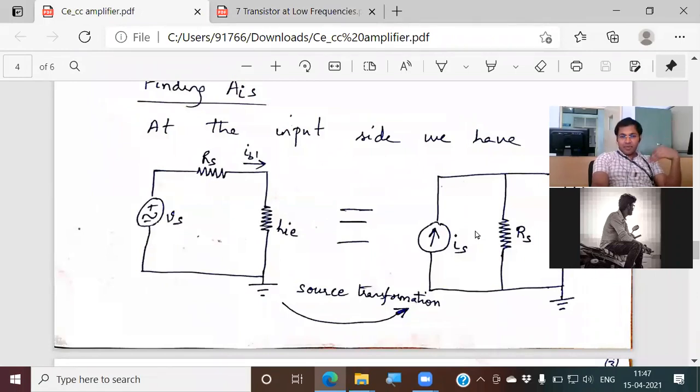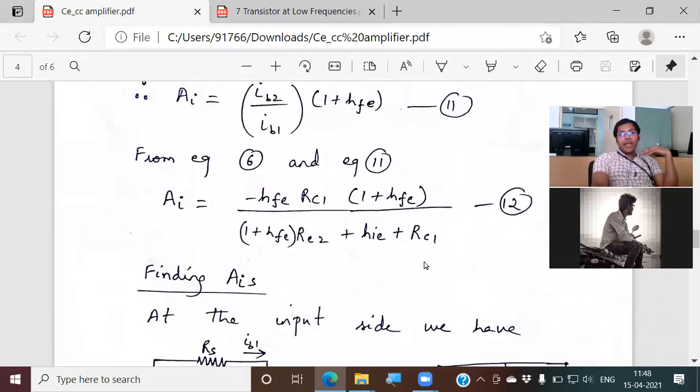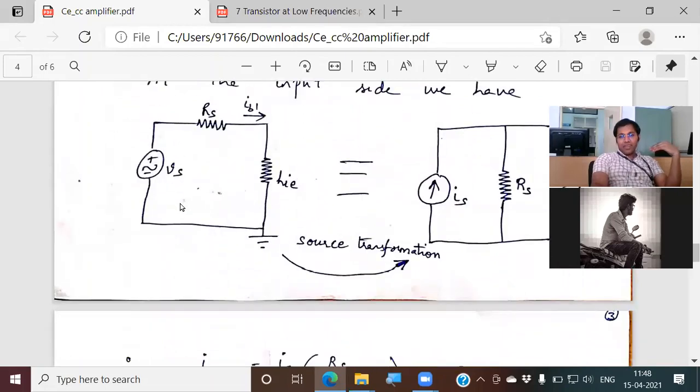In simple words, we are just doing source transformation. Vs and Rs I am replacing with Is in parallel with Rs, same value, leaving Is as it is. Why am I doing this? Because I got AI. Now I want to use this AI and get AIS. Let us see how we will get it.